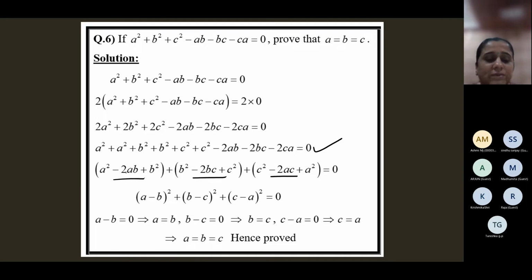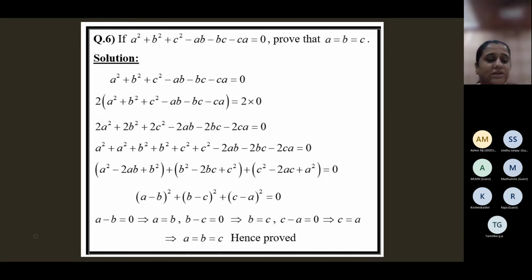How? Write out the middle terms first: minus 2ab, minus 2bc, minus 2ca. Now accordingly choose the squares they must have. AB, so a square, b square. BC, so b square, c square. CA, so c square, a square. Like that, we group the 9 terms in threes. This is (a minus b) the whole square, (b minus c) the whole square, (c minus a) the whole square.